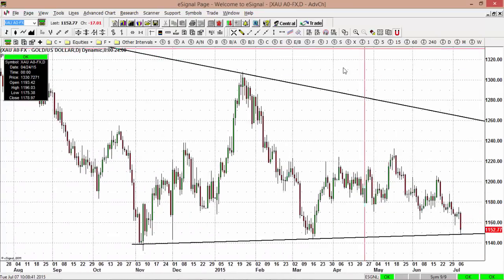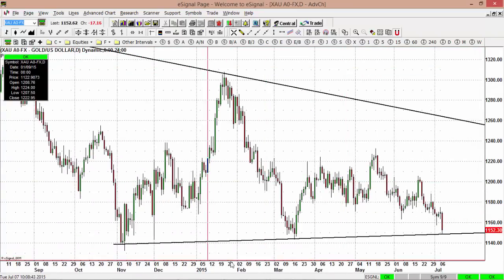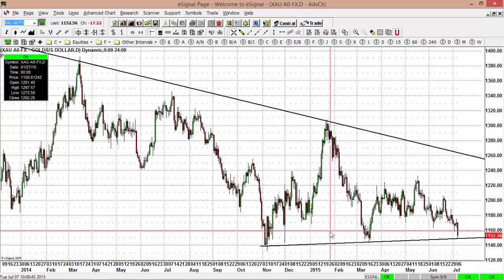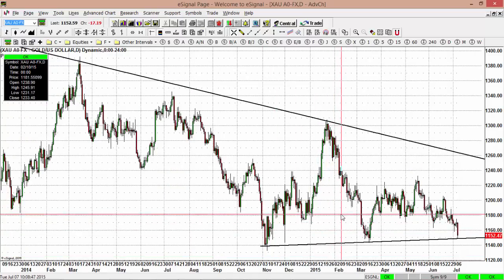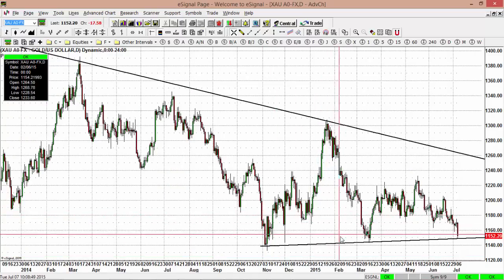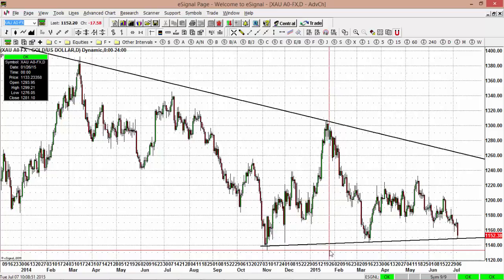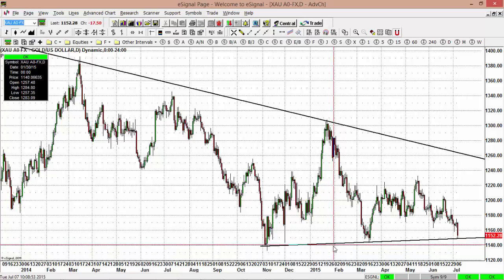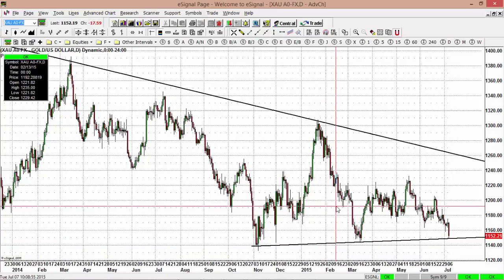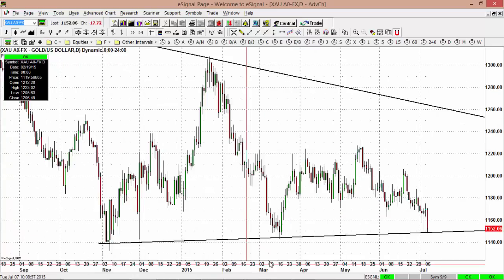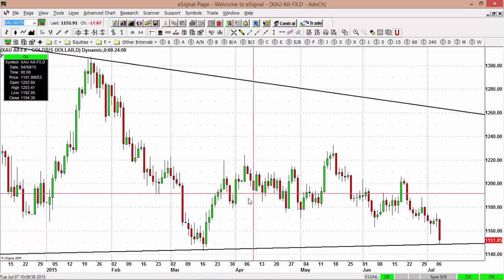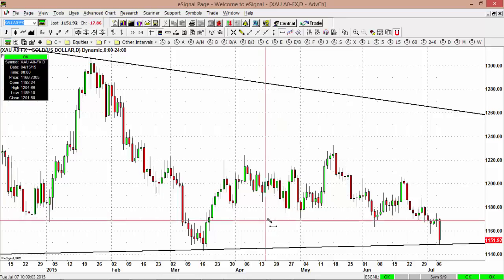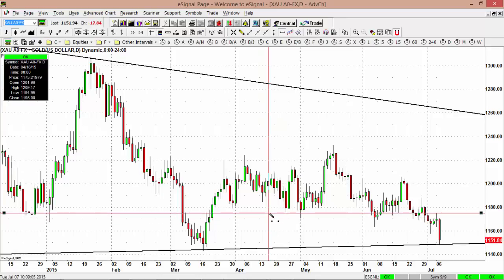Taking a look at gold, we see that the market is now challenging this 1152 level, and ultimately I expect the market to go down and challenge this 1140 low. Remember, we spoke about the fact that we were in, let's go back, that's how important to analyze in the market.